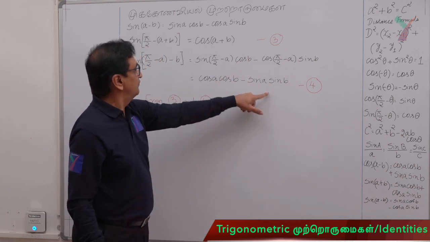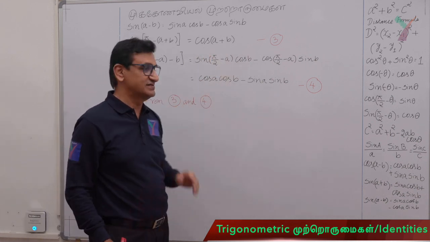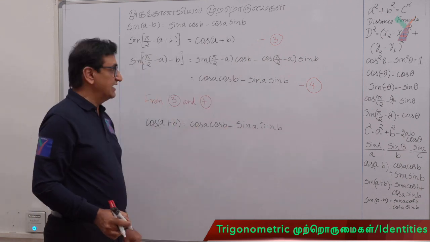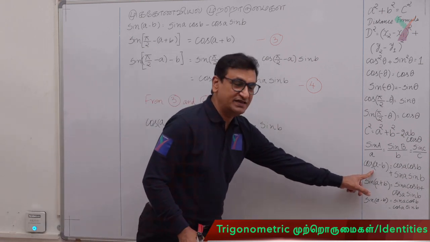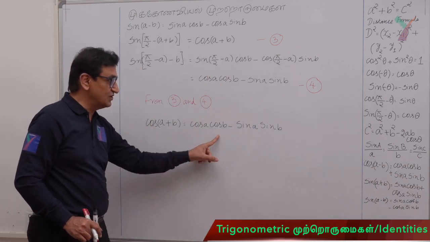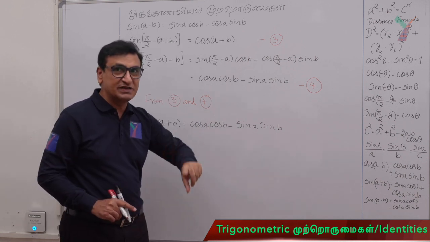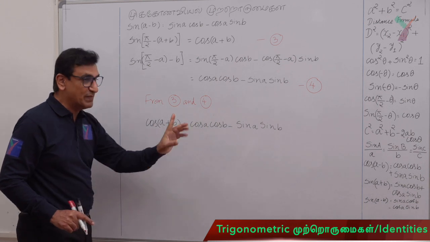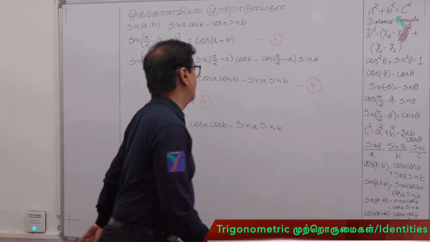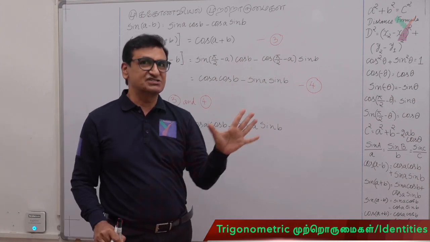Let us look at equation 3 and 4. Cos a plus b equals cos a cos b minus sin a sin b. நல்லா கவனிங்க. Cos a minus b will be cos a cos b plus sin a sin b, and cos a plus b would be cos a cos b minus sin a sin b. So cos a plus b alone has that difference. Cos a minus b ki plus sign varum, cos a plus b ki minus sign varum. Okay, we are done with all cos and sin angle addition and subtraction formulas.